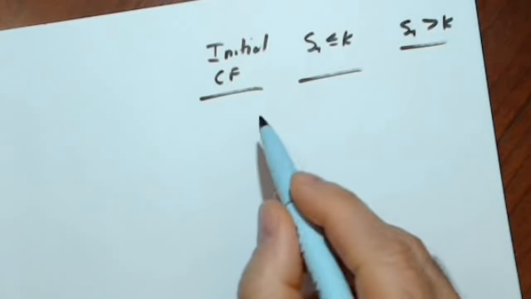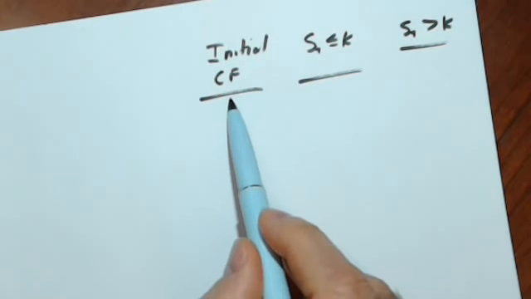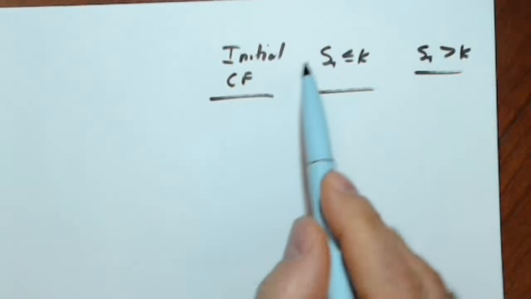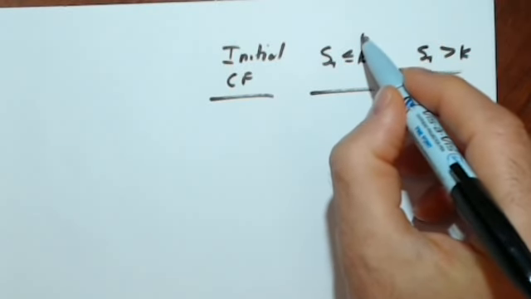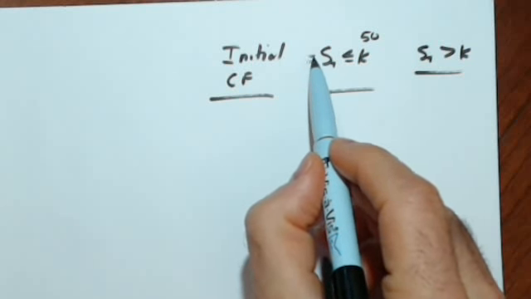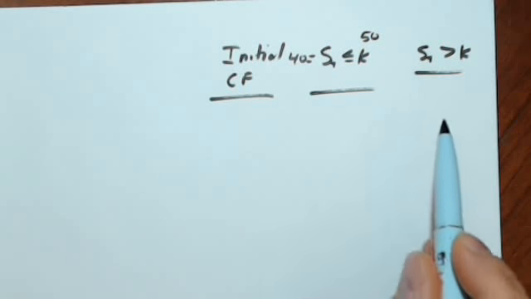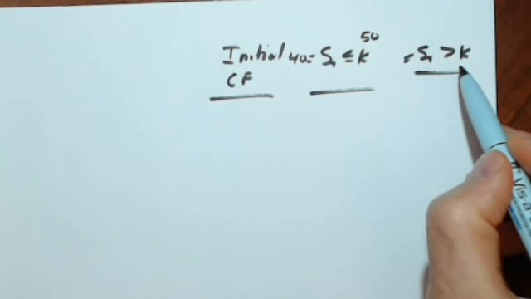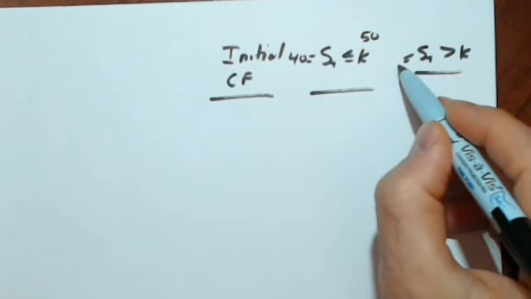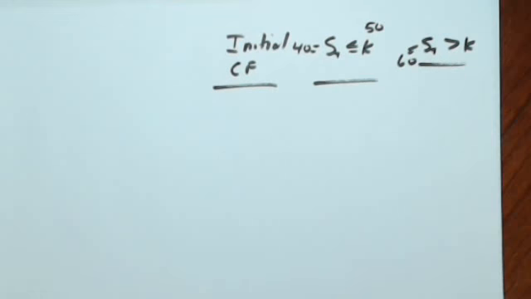Now I'm going to build a table, and we're going to look at the initial cash flow, and then I'm going to look at the stock price below the strike, and we know the strike is $50. We're going to say, well, what happens if the stock price is 40? And what happens if the stock price, when it's above the strike, is at 60? We're going to put specific numbers in there in this problem.